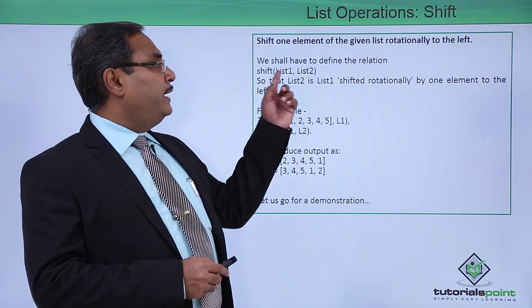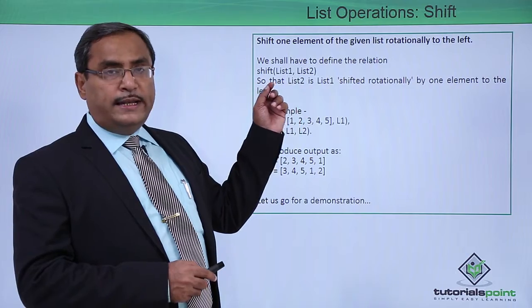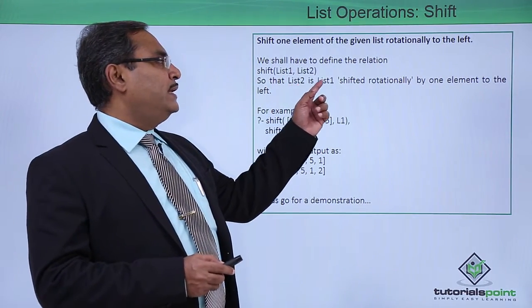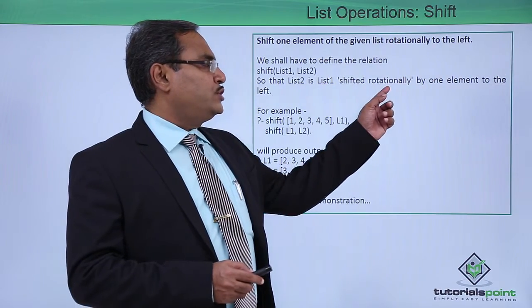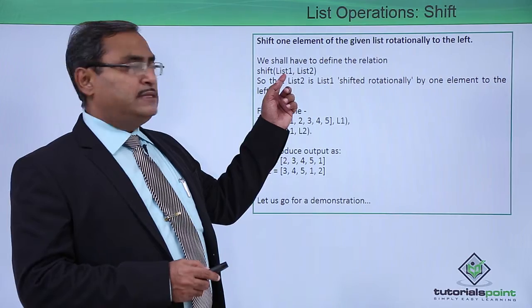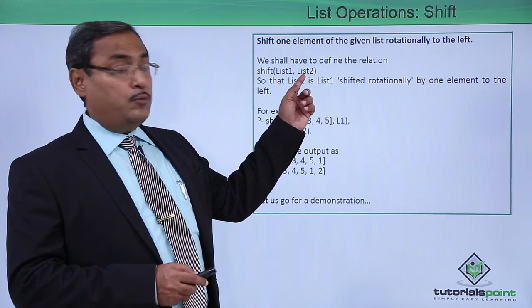So we shall have to define the relation shift, which will take two input arguments. One is the list 1, another will be the list 2. So that list 2 is the list 1 shifted rotationally by one element to the left. So you can give this list as input and you can get this list 2 as output.